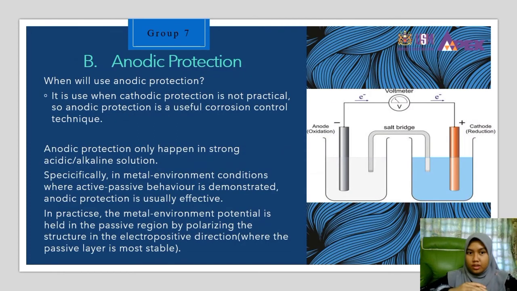For anodic protection, when will we use it? It is used when cathodic protection is not practical. Anodic protection is a useful corrosion control technique. Anodic protection only happens in strong acidic or alkaline solution. Specifically, in metal-environment conditions where active-passive behavior is demonstrated, anodic protection is usually effective. In practice, the metal-environment potential is held in the passive region by polarizing the structure in the electropositive direction, where the passive layer is more stable.